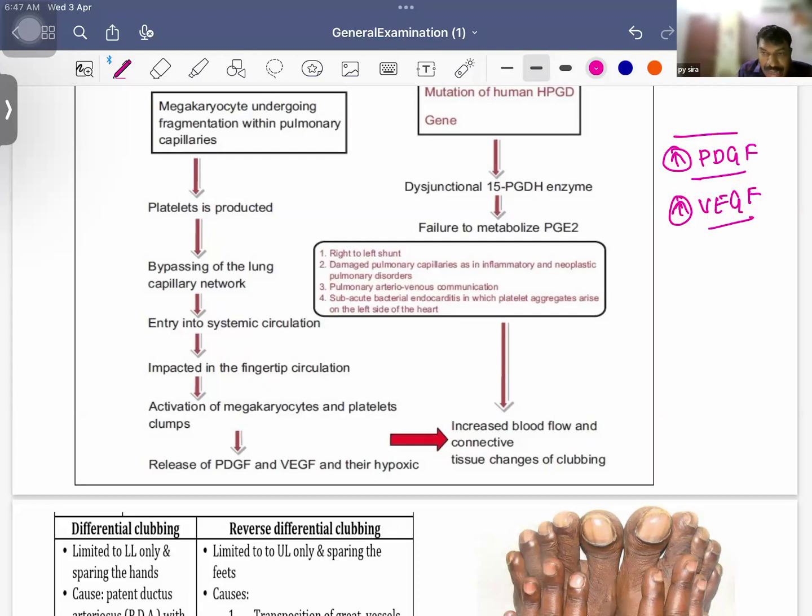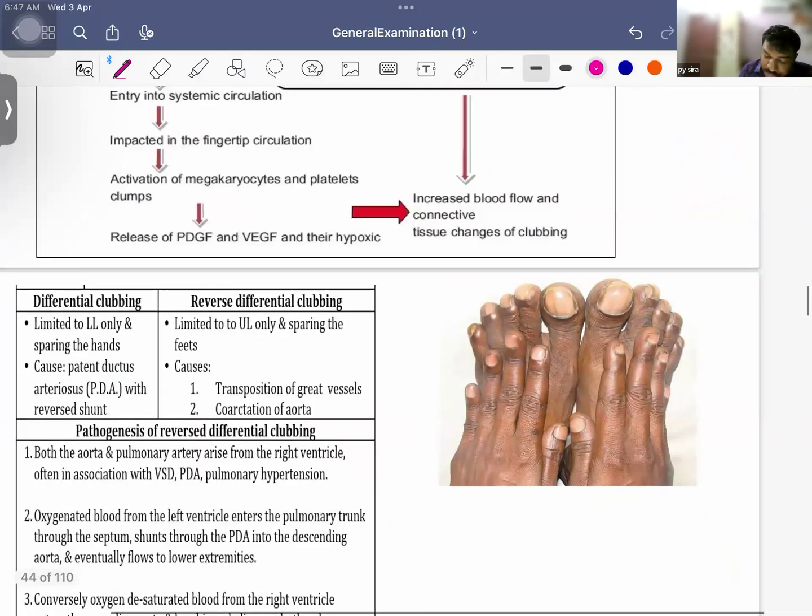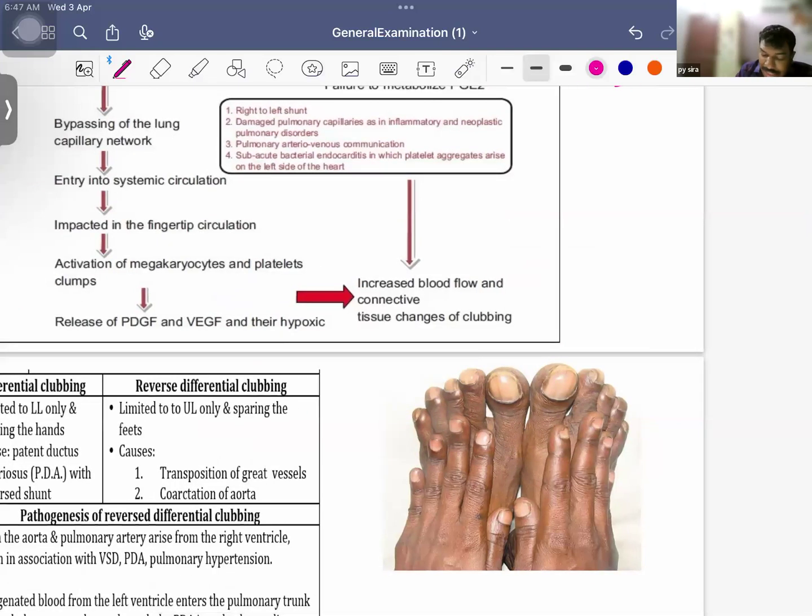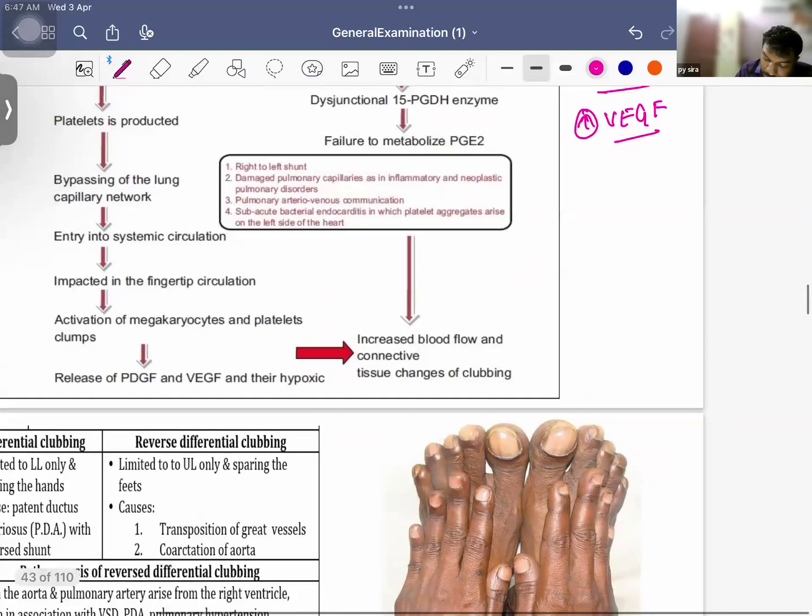vascular endothelial growth factor, at the level of the fingertips. So because of this, there is going to be a bulbous enlargement, and this gives fluctuation positive. This is very, very important. Then the next question they ask is, in which condition will you develop acute clubbing?